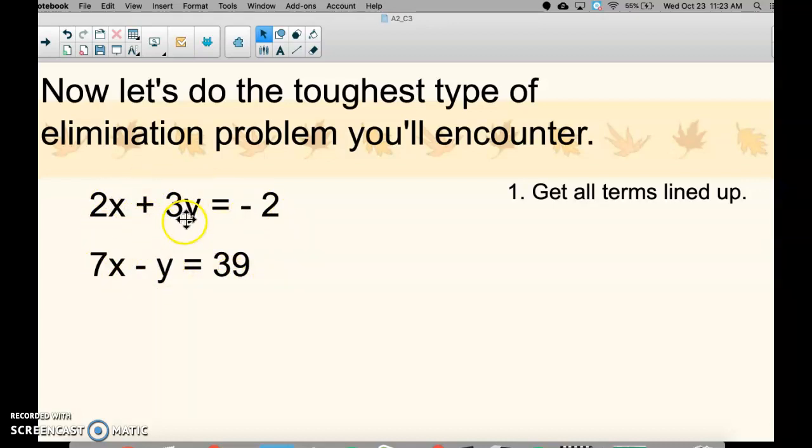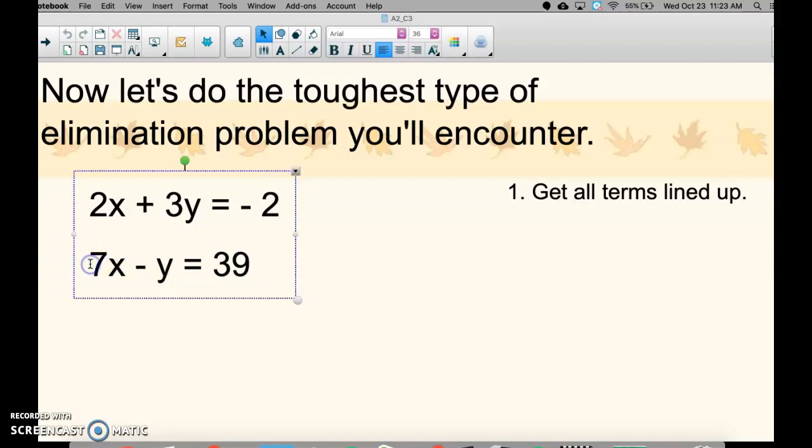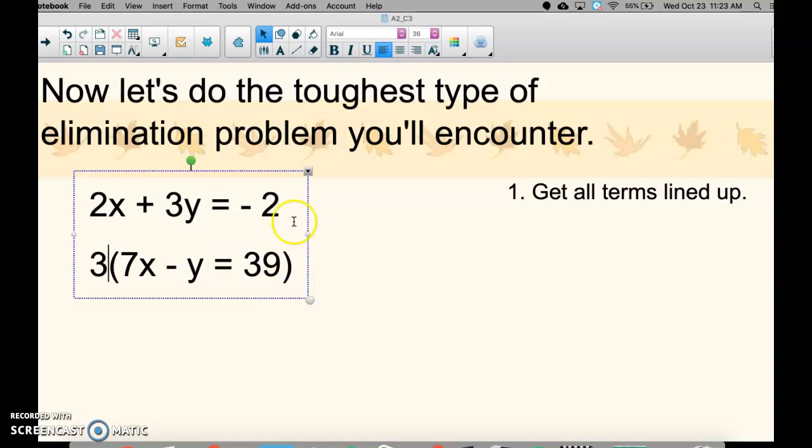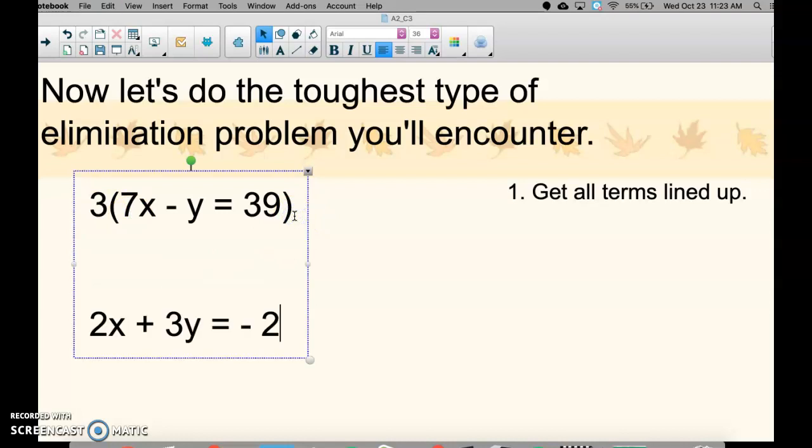However, I do notice that there's a positive 3y, and I've already got a negative going on here. So if I could just make this a negative 3, well then I would be able to cancel and eliminate my y's. But I can't do that. Well, I can if I multiply this entire second equation by 3. I'm going to move this up and move this one down. If I do that, I get 21x minus 3y equals 3 times 39, which is 117.